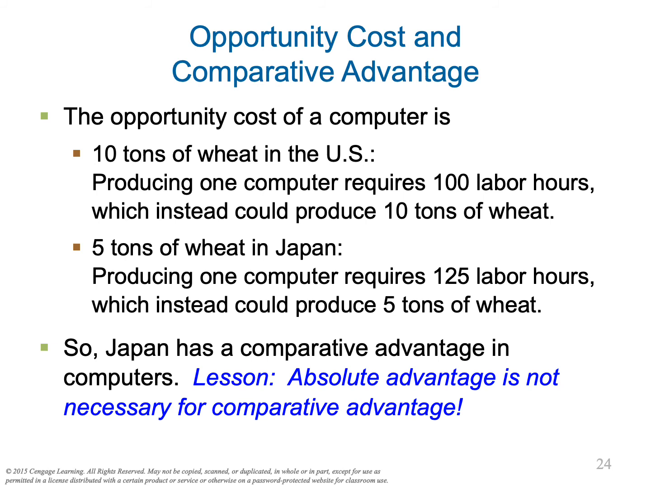So the lesson here is that absolute advantage is not necessary for comparative advantage. The U.S. had an absolute advantage in both things, but as it turns out, Japan has a comparative advantage in producing computers. And this is really what we care about when thinking about trade and specialization: we want to know who has the comparative advantage, in other words, the lower opportunity cost.